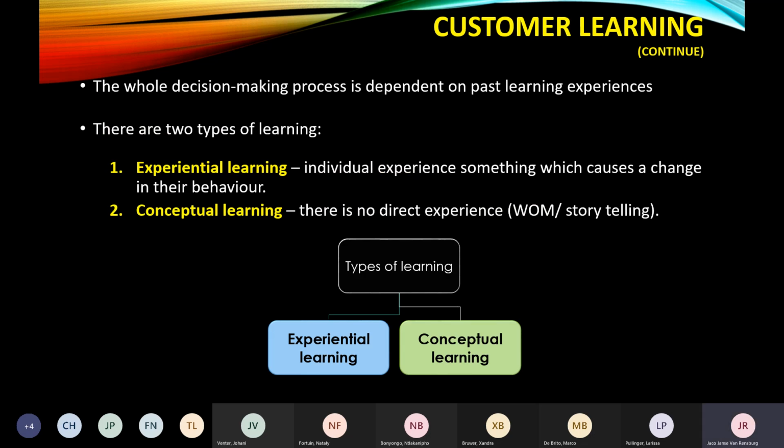The two main types of learning that happen are, first, experiential learning, where the individual experiences something which causes a change in their behavior, either positive or negative. We experience it, we learn from it. If it's a good experience, it means, oh fantastic, I will use it again because I had a positive experience. If it was not a good experience, the exact reverse is true. I will not buy that product again. I will not go back to that restaurant again because I had a bad experience. And that's how we learn.